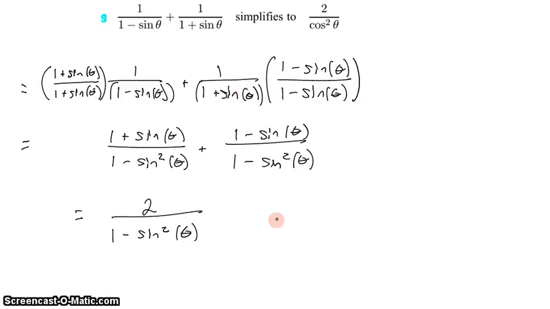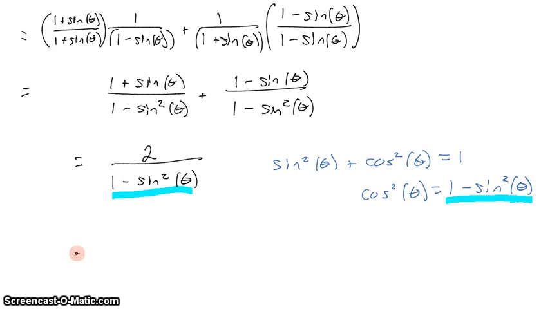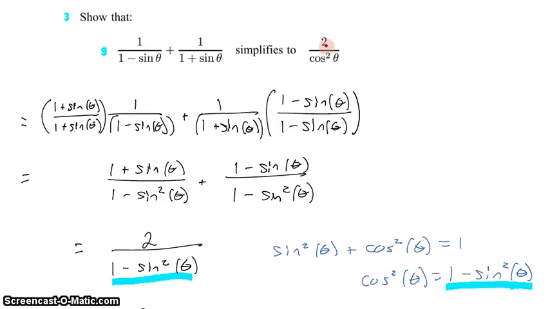And since I have sine squared, I think I'm going to try and use sine squared plus cosine squared equals 1, this identity. If I bring sine squared to the other side by subtracting, I get 1 take sine squared of theta is equal to cosine squared of theta, which is what I have over here, 1 take sine squared of theta. I can make that substitution, and I get 2 on cosine squared of theta, which is what I was asked to show.